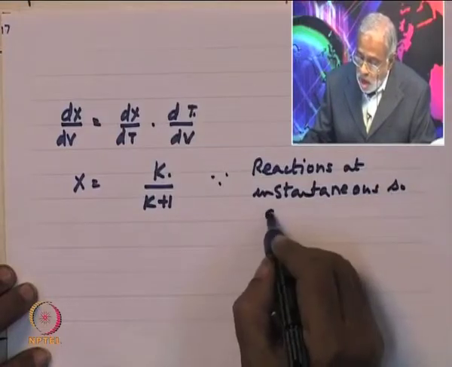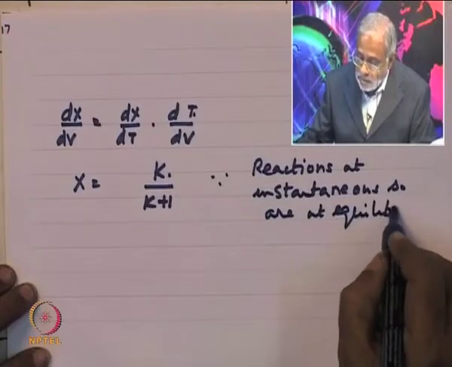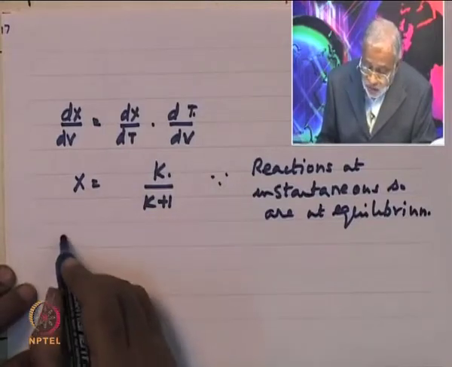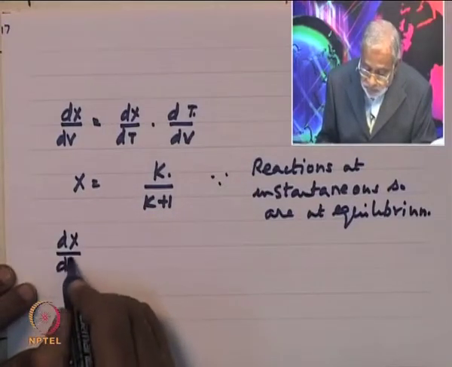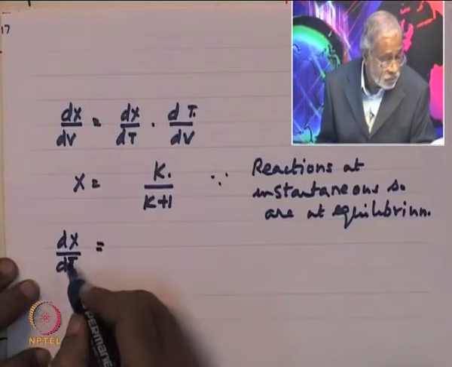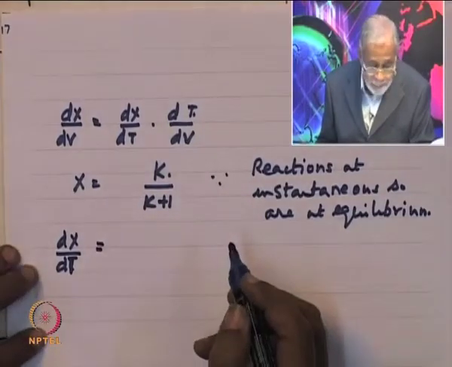So, we are at equilibrium. Okay. Now, what is dx/dt? What is dx/dt equal to? We have to differentiate this. Okay, so I have done that.